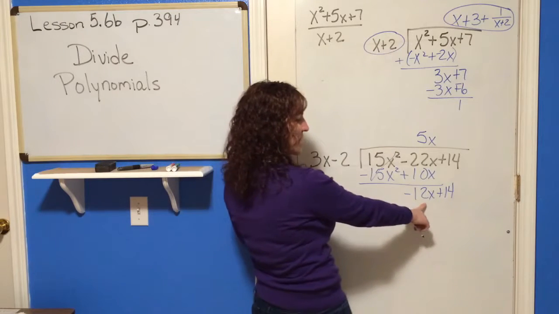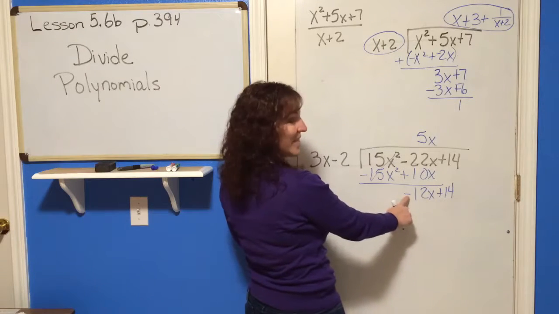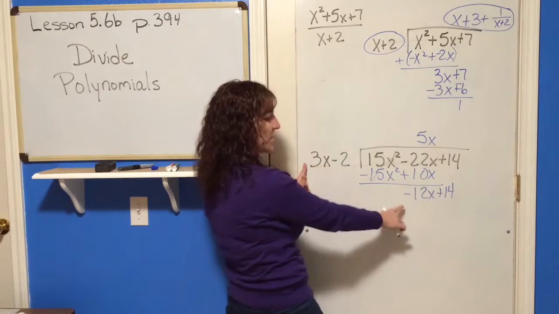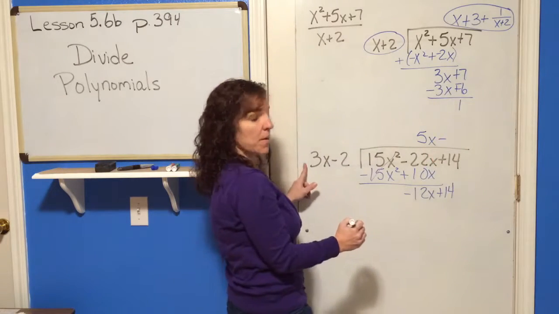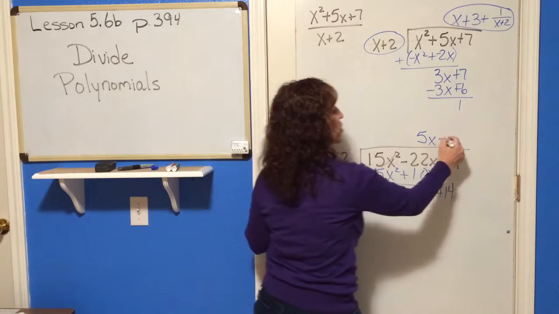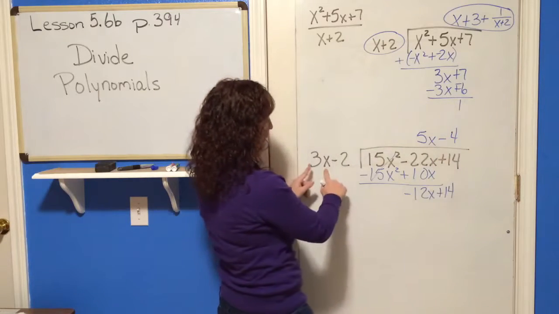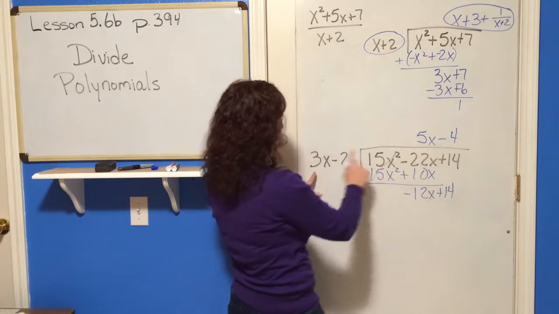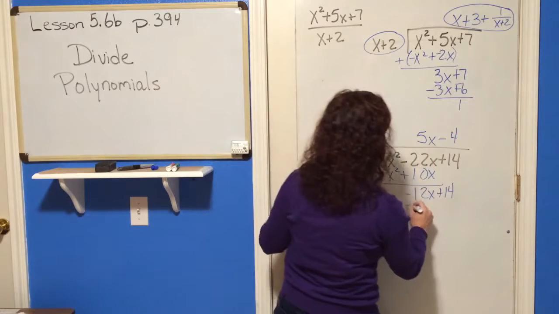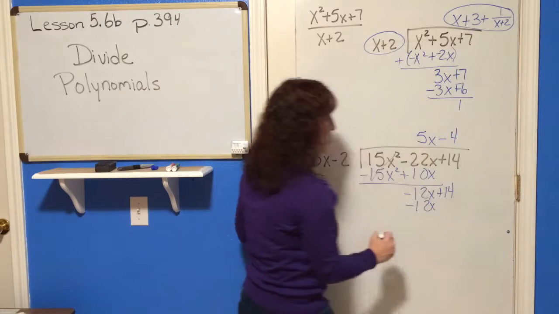3x times what is negative 12x? In this case, in order to get from a positive 3 to a negative 12, we're going to have to multiply by a negative number. And 3 times 4 is 12. And x times nothing is already x, so just minus 4. So negative 4 times 3x is the negative 12x that we want.